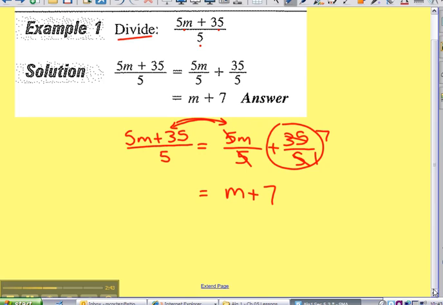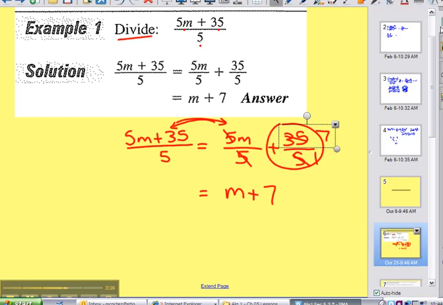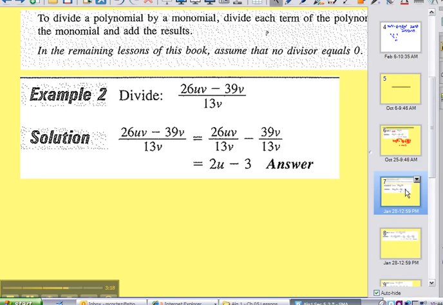Now, what this means is that 5 goes into 5m plus 35 evenly, because you can see that there are no denominators for either one of these terms. 5 went into 5m evenly, and 5 went into 35 evenly. That means that 5m plus 35 is divisible by 5. Any questions about that? You guys feel good about that? Bailey? Dane? Beautiful. Let's look at the next one.